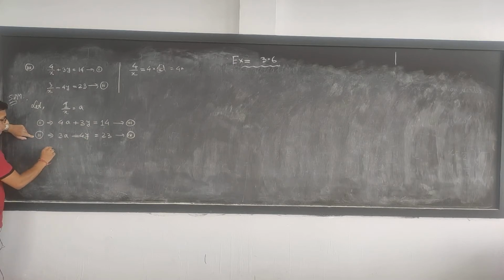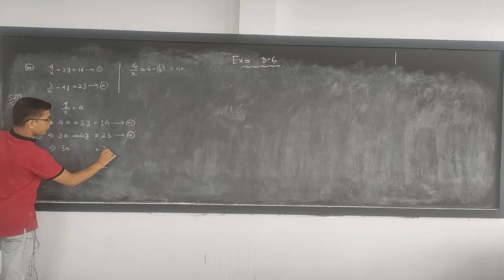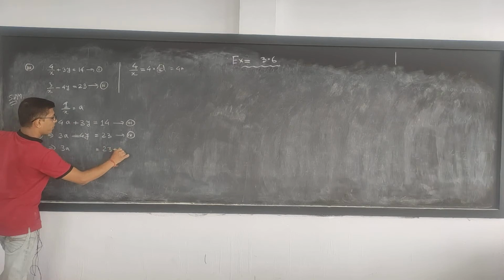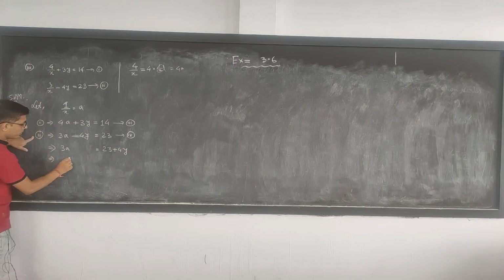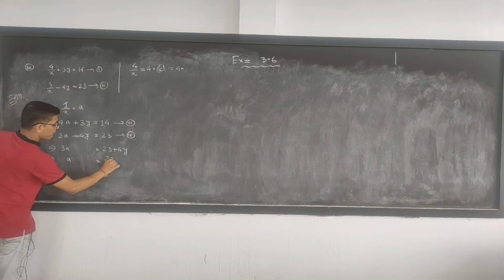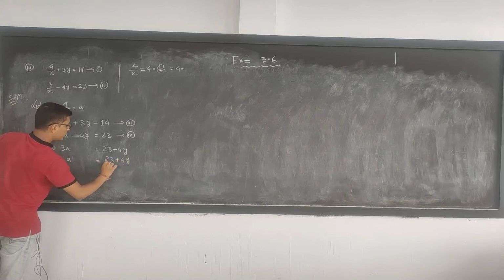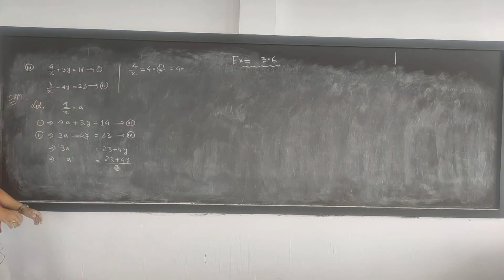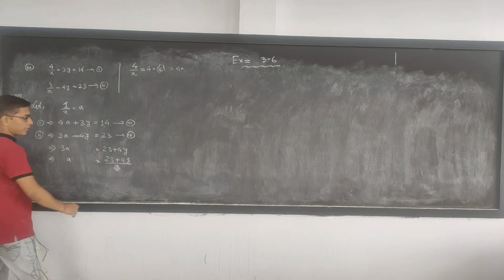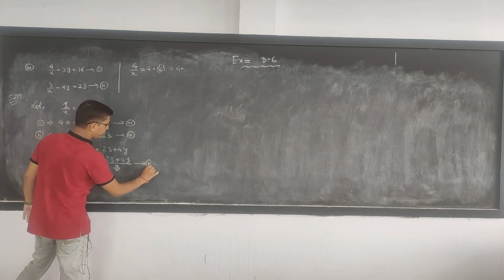So in equation 4, 3a is equal to 23 plus 4y. I am writing this way. Negative 4y I am shifting that side, positive 4y. Then a will be equal to 23 plus 4y divided by 3. So a equals 23 plus 4y divided by 3. This is a new equation. Let us make it equation number 5.